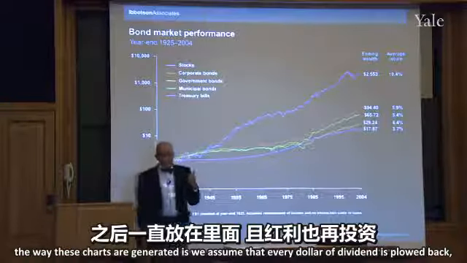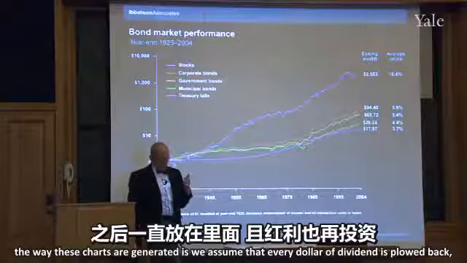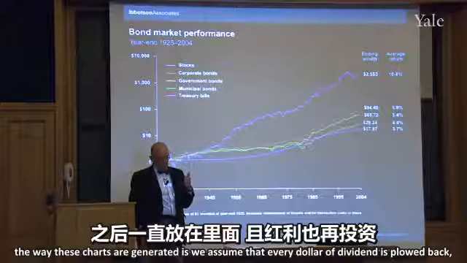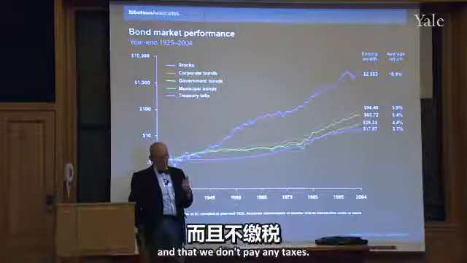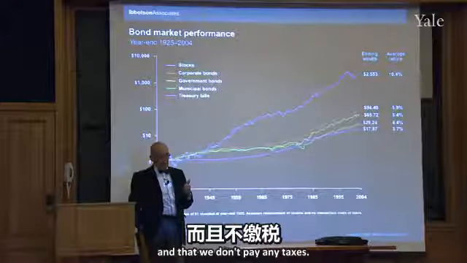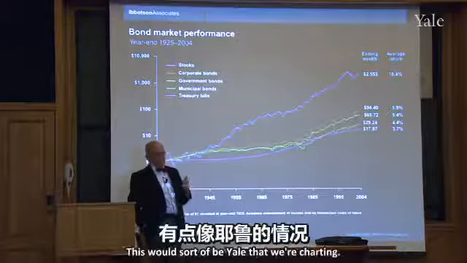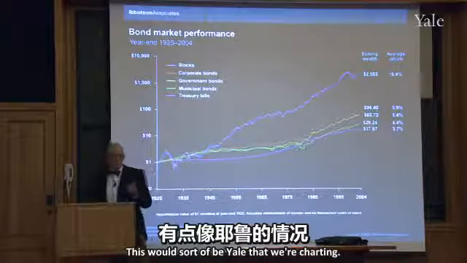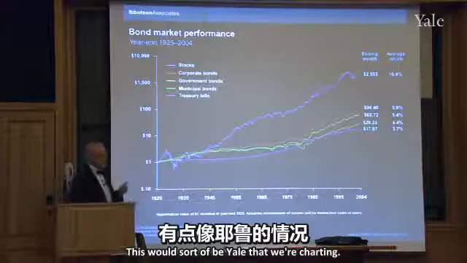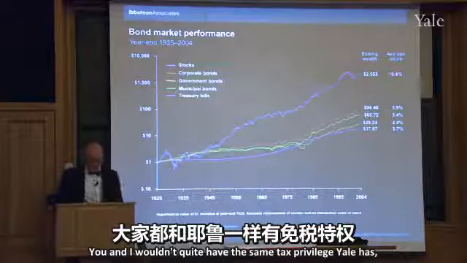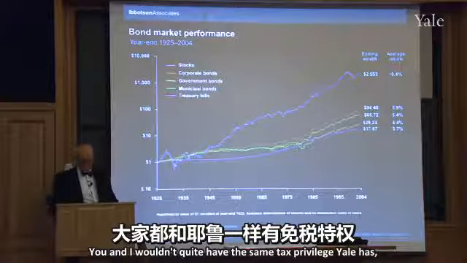The way these charts are generated is we assume that every dollar of dividend is plowed back and that we don't pay any taxes. So this would sort of be Yale that we're charting. You and I wouldn't quite have the same tax privilege Yale has.